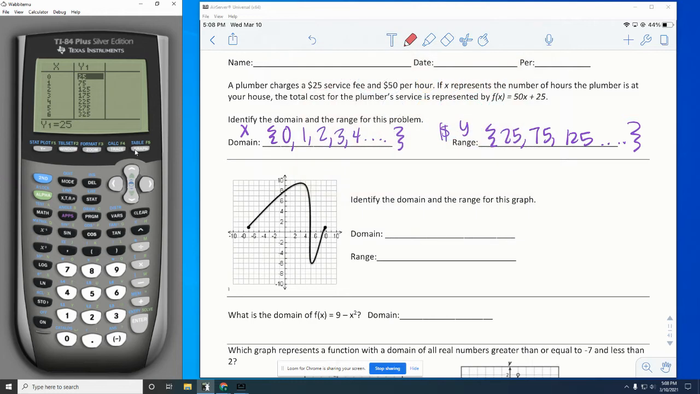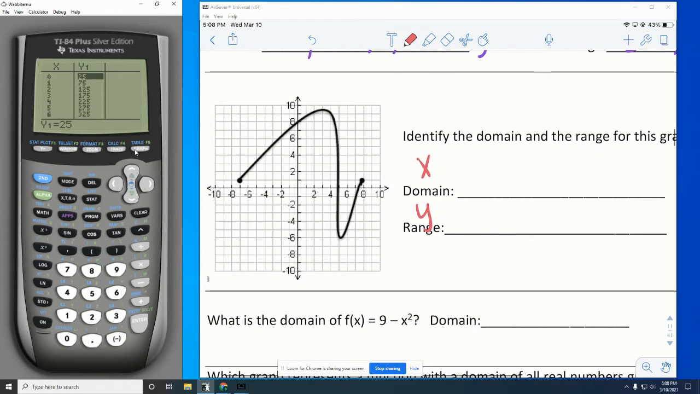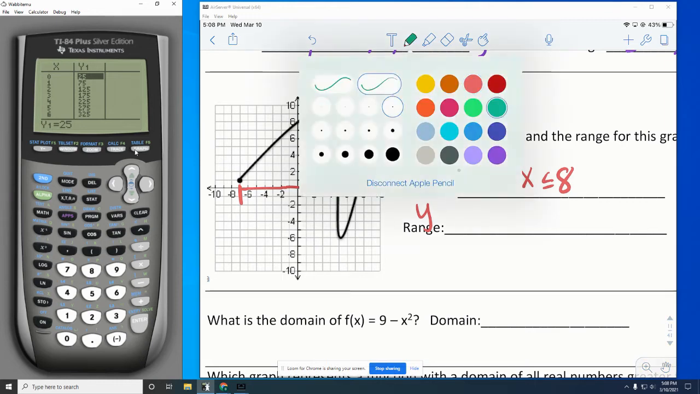The next problem asks us to identify domain and range for this graph. Domain is our x's, range is our y's. Now remember, when we're looking at x's and y's, we are looking at the entire graph. So for our x's, go all the way to the left to -7. At -7, there is a closed bubble, so we put a line under the inequality. We follow them all the way along. They have values all the way until +8. And at +8, there is a filled-in bubble, so we use the line under the inequality.